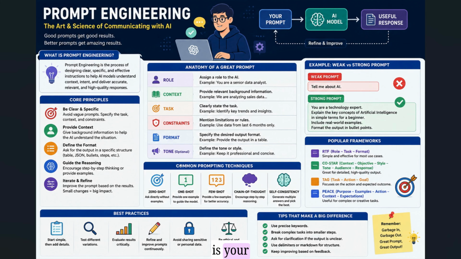Next is your common prompting techniques. So prompting techniques, you have zero shot, one shot, few shot, chain of thought, self-consistency. What are these? I will be covering them in a different session or a different video. But for now, the keywords you need to take from this video are zero shot, one shot, few shot, chain of thought, self-consistency. And you have some frameworks designed for good prompting. Some of the examples are shown here: RTF, CoStar, TAG, PEACE. What are all these frameworks? Again, I will have a separate video on these frameworks.